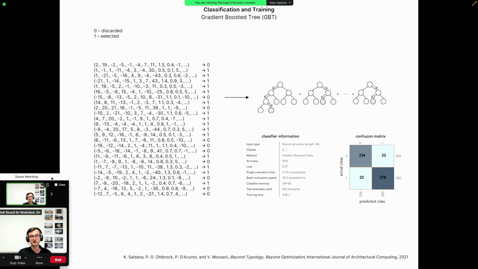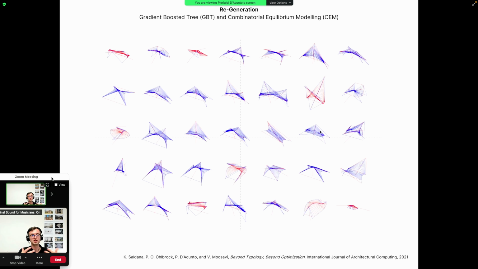select. And after this, the machine is able to produce new structures that can then again be assessed by the human designer. And obviously, as I was showing before, this process can be iterated as many times as possible, narrowing down the design space and then opening up again.